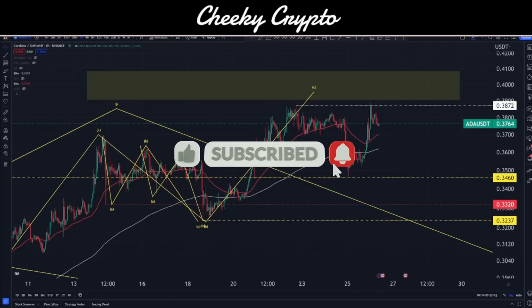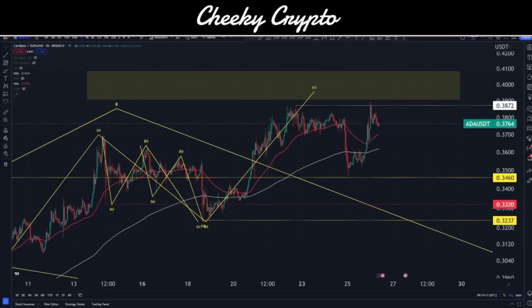Here we have Cardano's ADA paired up with USDT on the hourly chart, and Binance is our data source. As we can see here, we did actually have a little bit of volatility pulling us back down. This is a great reset, basically meaning that we can now move on further to the upside.